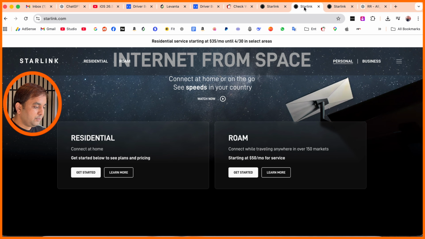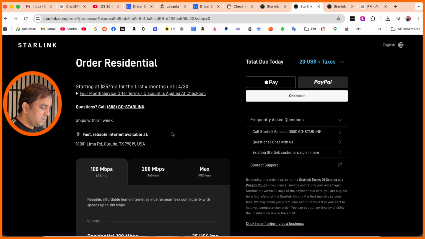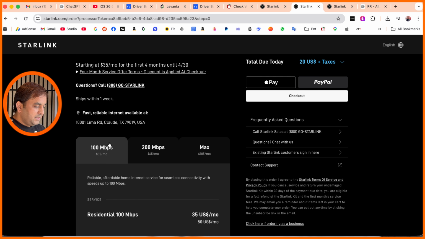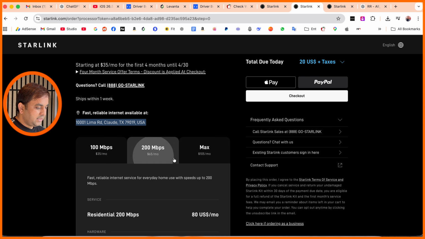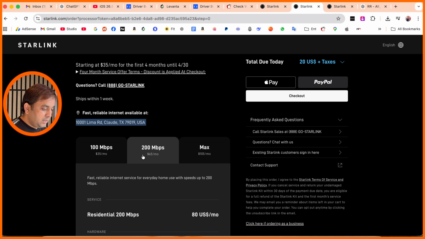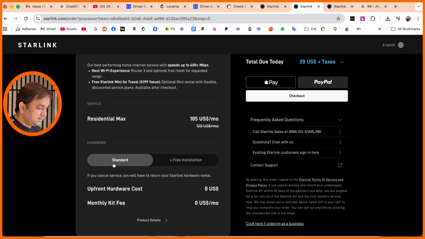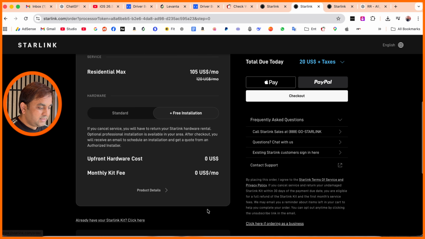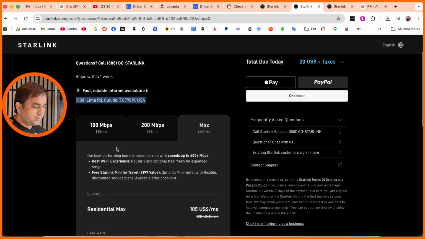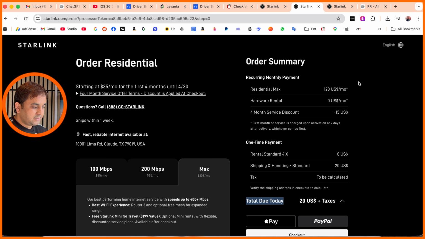Now we can enter the US market. If you purchase Starlink services in the US, two plans are available, residential and roam. I select a random US location, and here we receive three different plans. One is 100 MB per second at $35, the second is 200 MB per second at $65, and the max is $105. The standard kit is free, and installation is also free of cost. Everywhere the hardware cost is free. You need to pay just $20 for taxes. The rest is free of cost.